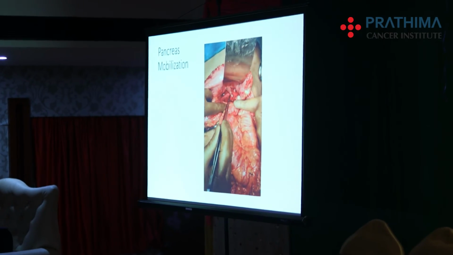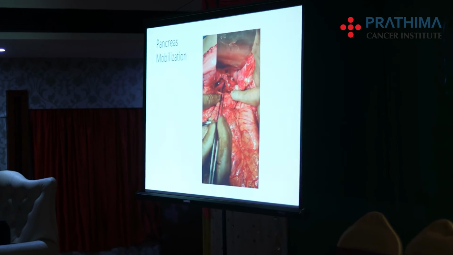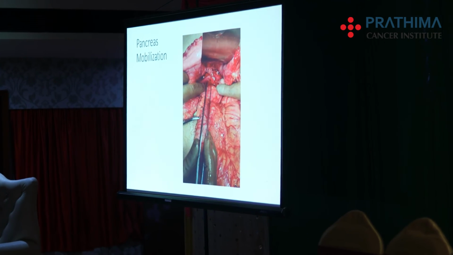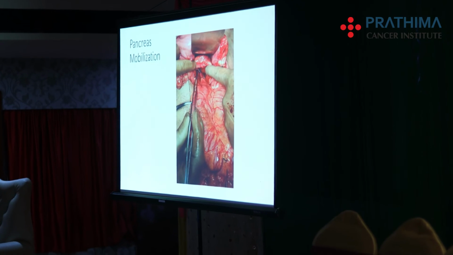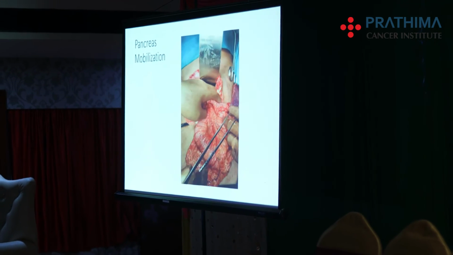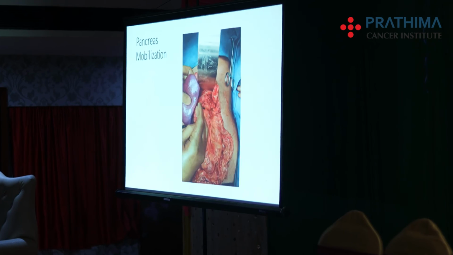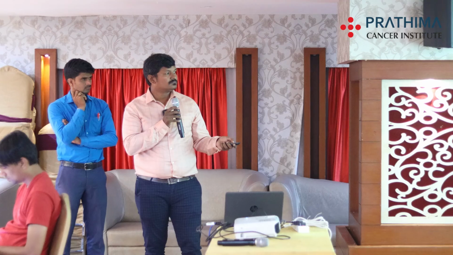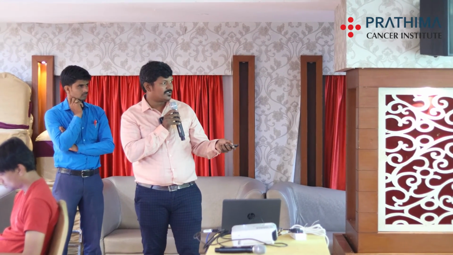Celiac axis, splenic artery, left gastric artery, common hepatic artery. We have looped this common hepatic artery now. This is the portal vein. We have made the SMV and portal vein tunnel, and we have mobilized the total pancreas from the retroperitoneum. This is the final video. So the lesser sac entered, lesser sac has been opened.